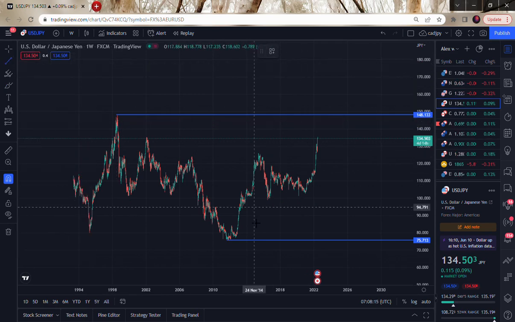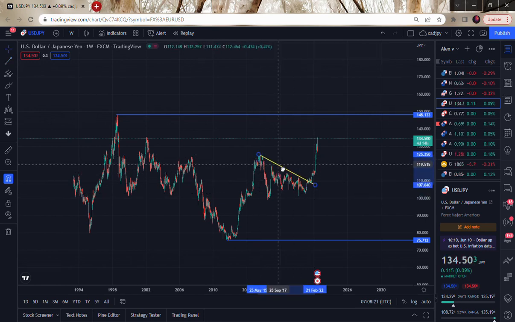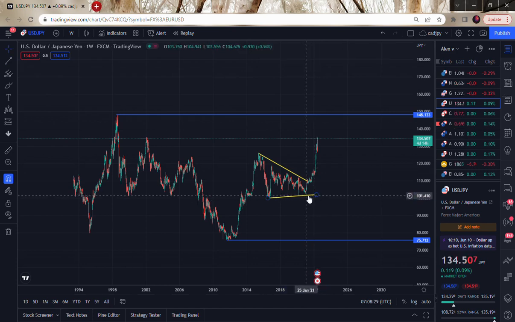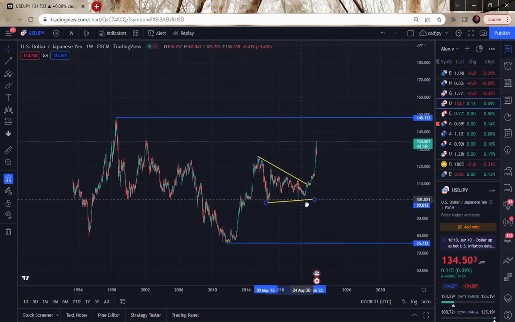Then what happened when the move was going up? We had this impulse, and then here we can clearly see that this was just a big correction. There's nothing much to it. It was a correction as it is. So this is the impulse, this is the correction, this is the impulse.